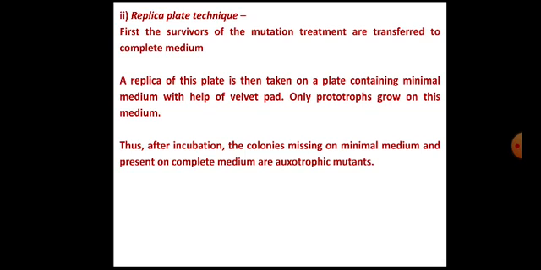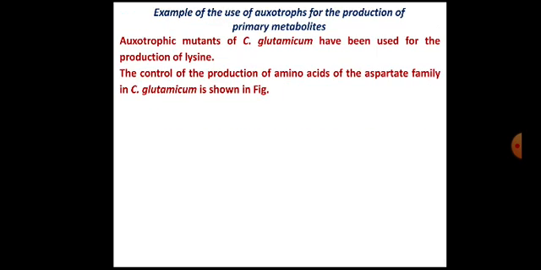So the positions are already marked for the isolates on the master plate, and these positions are then matched with the replica plate, so that the organisms which are not growing on minimal medium but growing on complete medium will be the auxotrophic mutants. So after incubation, the colonies missing on minimal medium and present on complete medium are auxotrophic mutants. That is about the method of isolation of auxotrophic mutants.